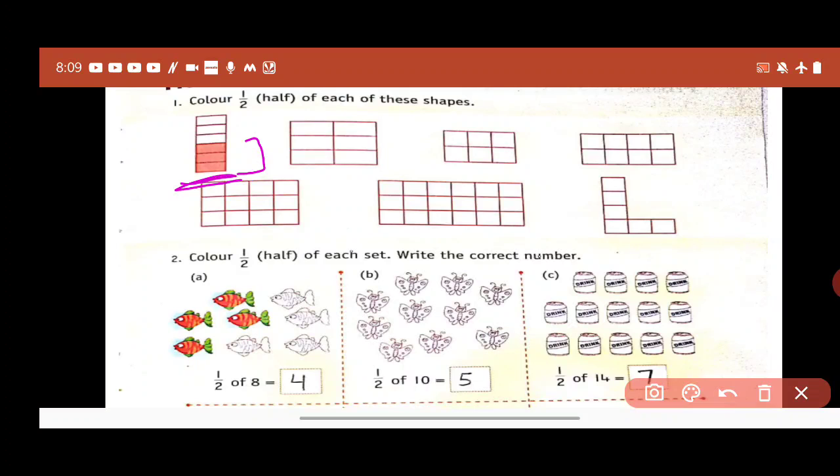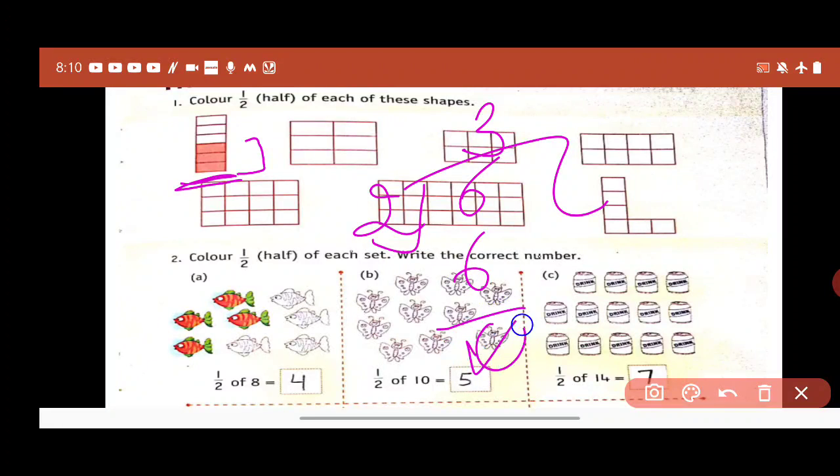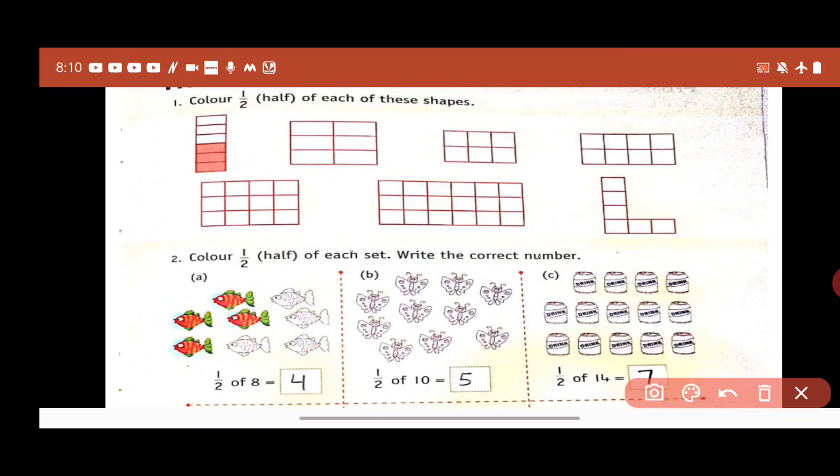How does that come? If you divide 6 into 2 parts. Dividing 6 into 2 parts, you get the answer. 2 3s are 6, right? So it means 3 is half of 6. That is why we colored only 3 blocks. Let's do the next one. How many blocks? 1, 2, 3, 4, 5, 6. Again, you have to color the half. What is half of 6? 3. So you have to color 3 blocks. Isn't it easy, children? So you have to do all these parts on your own.